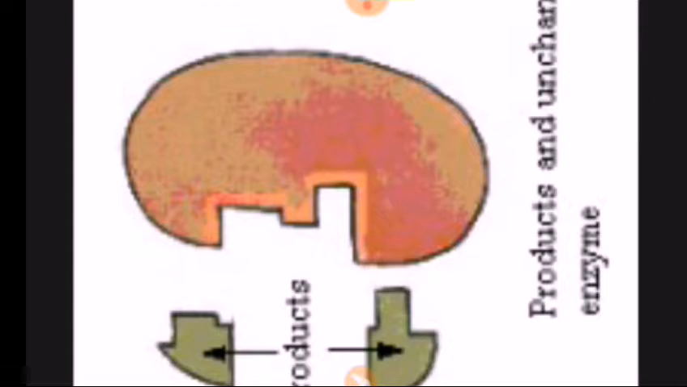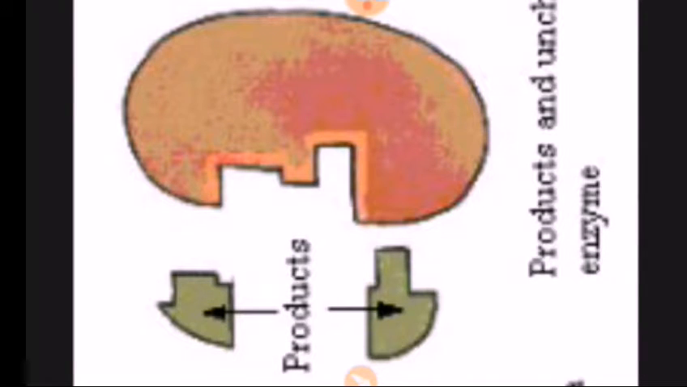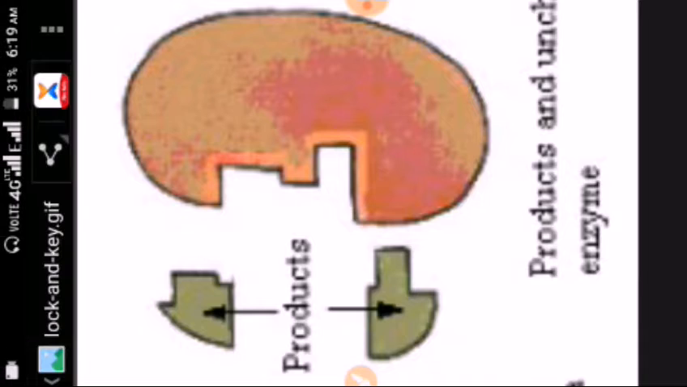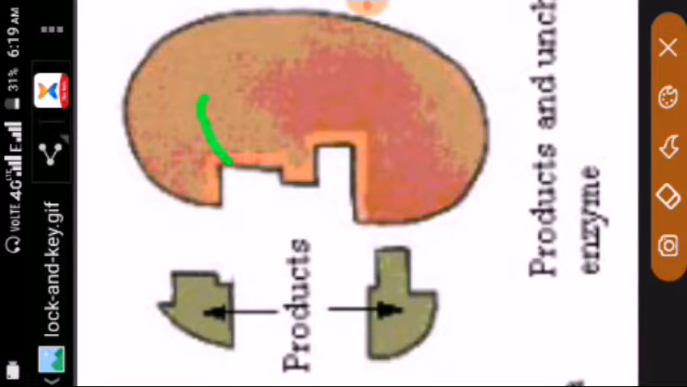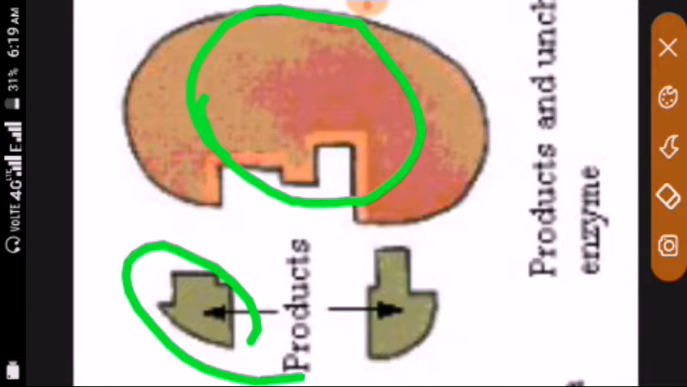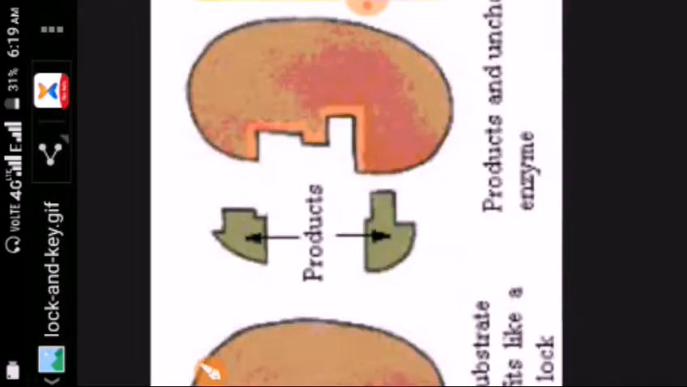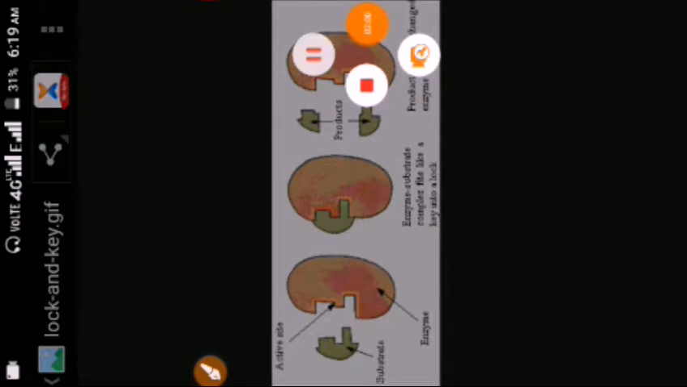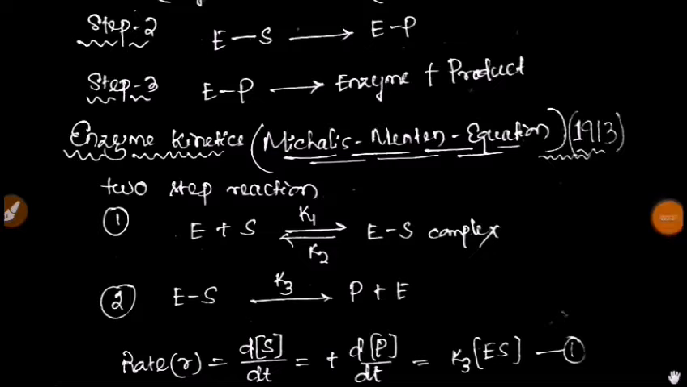Next I will come to enzyme kinetics. The Michaelis Menten equation is the most important to remember. It was given by Michaelis and Menten in 1913. I will tell the content; you have to write the note. This is a two-step reaction. First is enzyme plus substrate; the ES complex will form, and K1, K2 are the rate constants. And second, the enzyme substrate complex gives product plus enzyme.